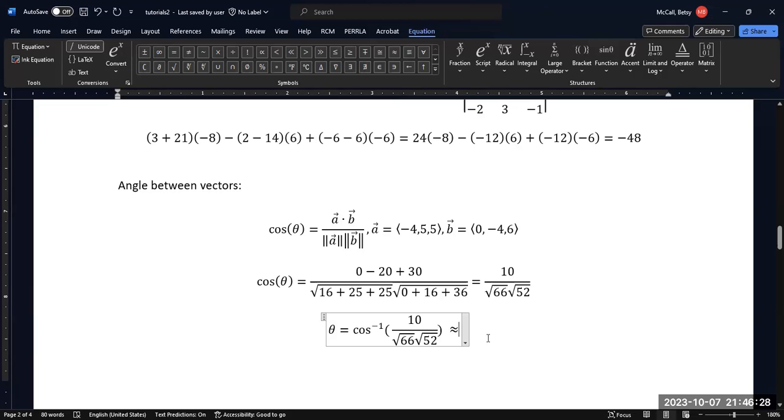I am getting 1.399... for my radian angle. And if I switch that over to degree mode momentarily, that's about 80 degrees. 80.17 degrees.